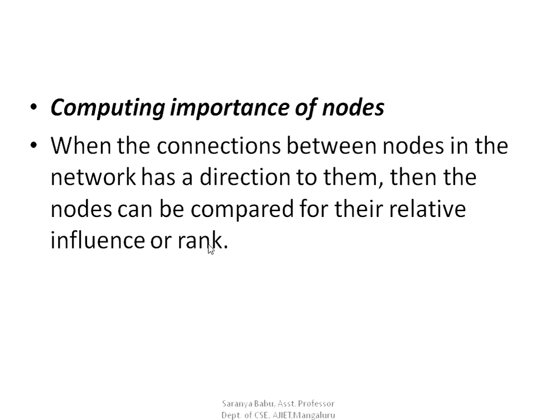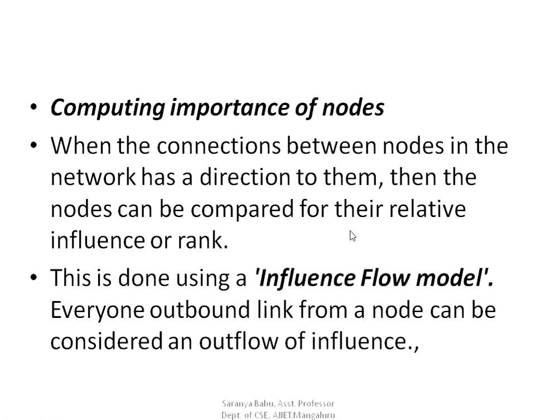This particular thing is done using the influence flow model. Clear? So when the connections between the nodes in the network have a direction to them, then the nodes can be compared for their relative influence or rank. This is done by using the influence flow model.